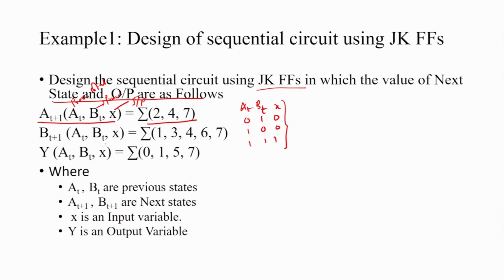Similarly, Bt plus 1 is high in the minterms 1, 3, 4, 6, 7. And similarly, the output value is determined based on the values of previous state At, Bt and X. In the combinations 0, 1, 5, 7 the output is high, and in the rest of the combinations the output is low.